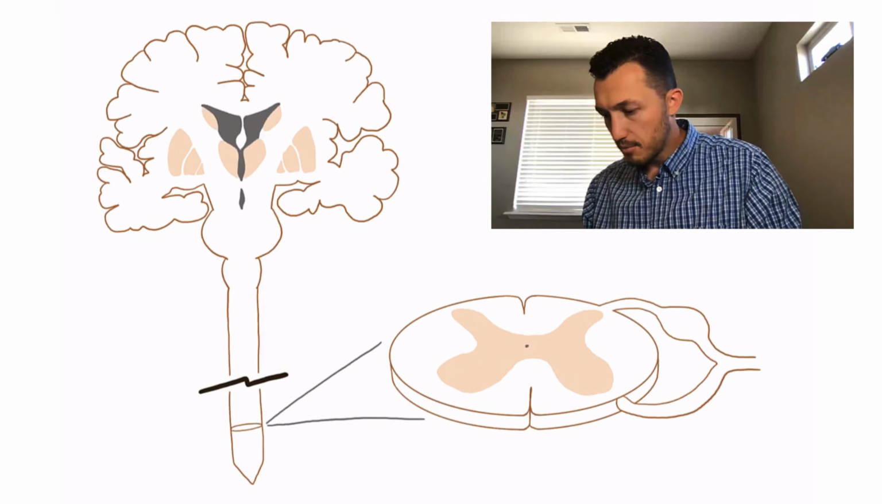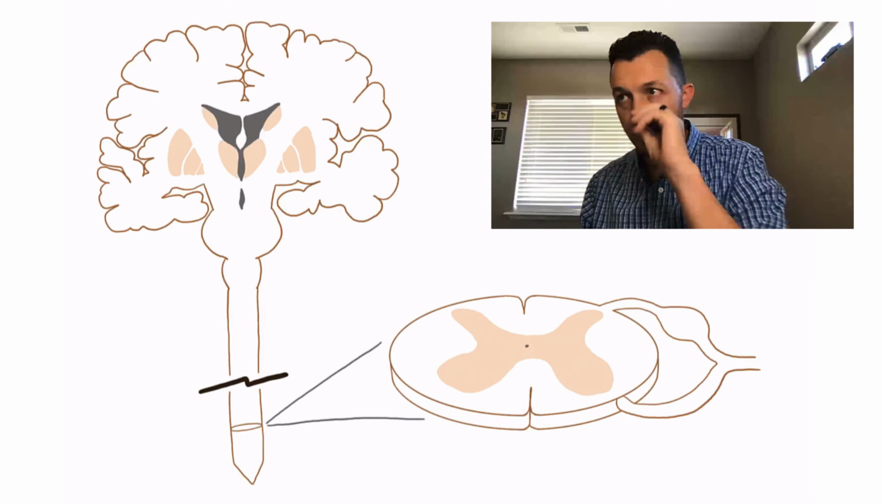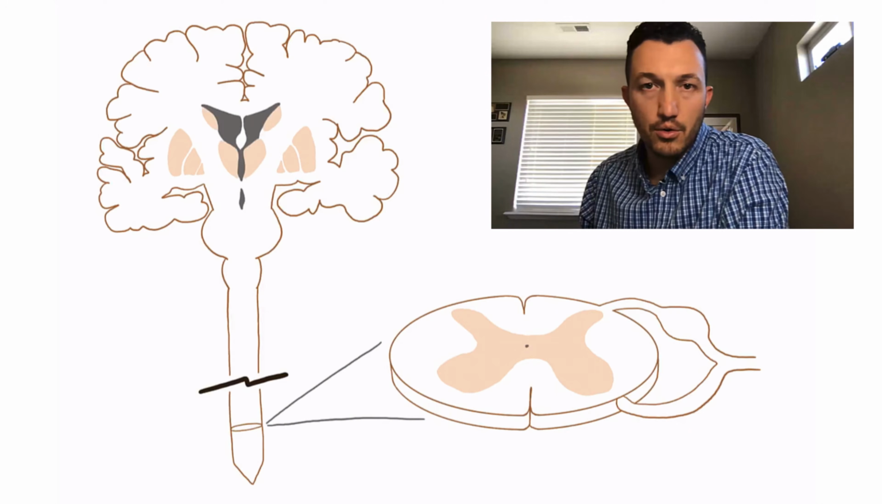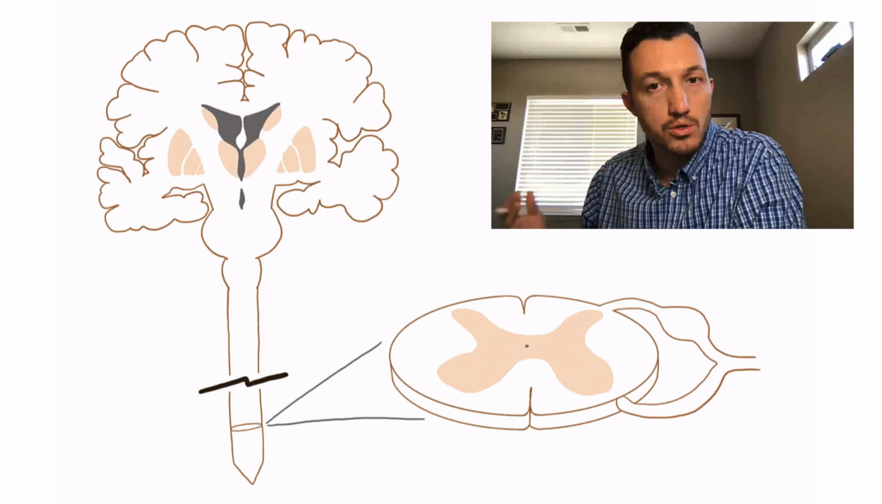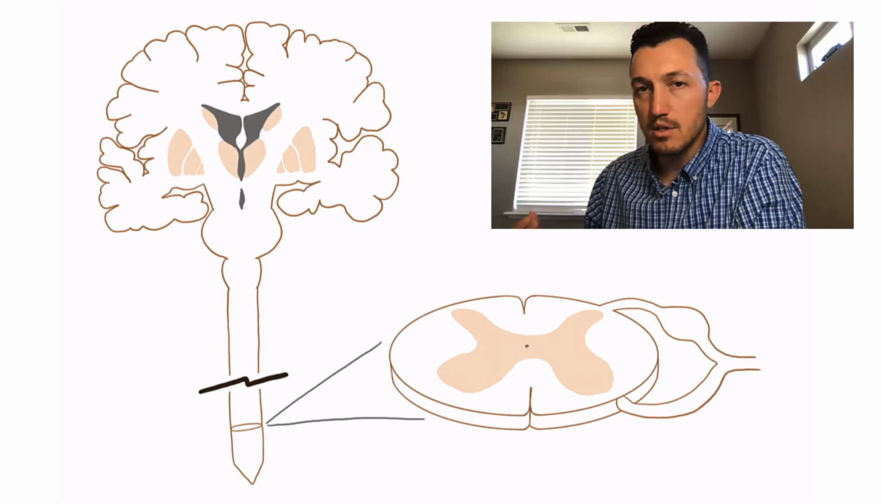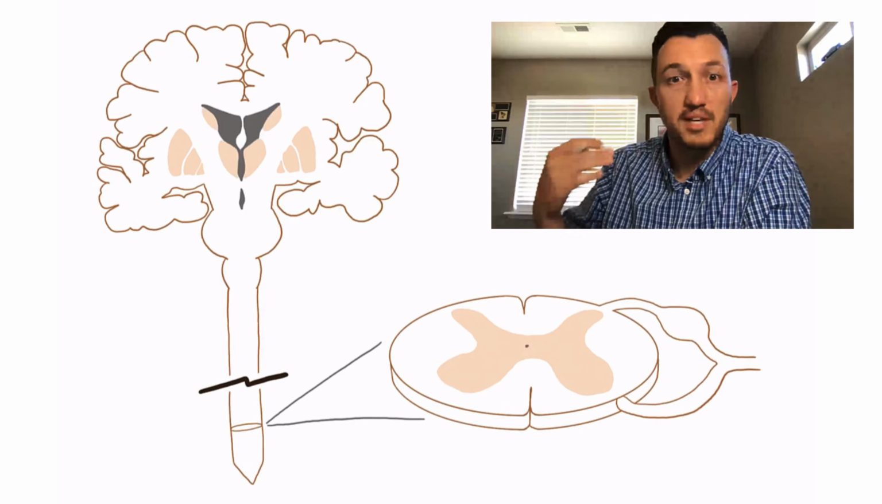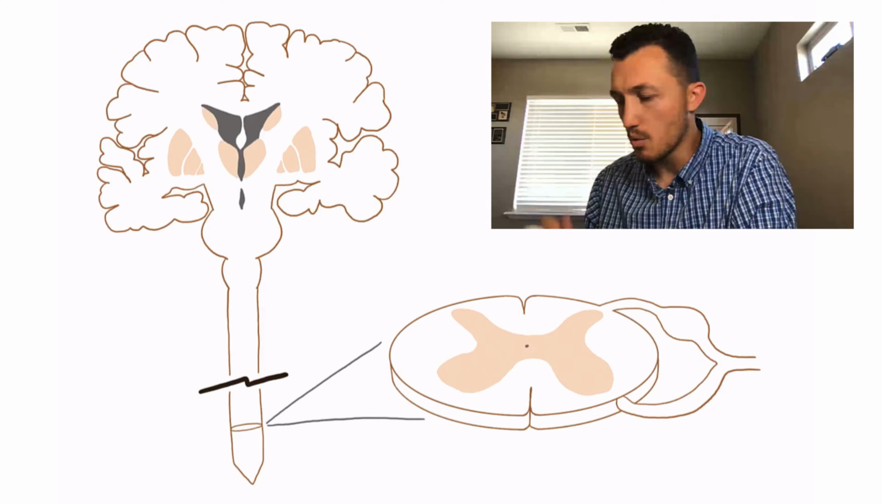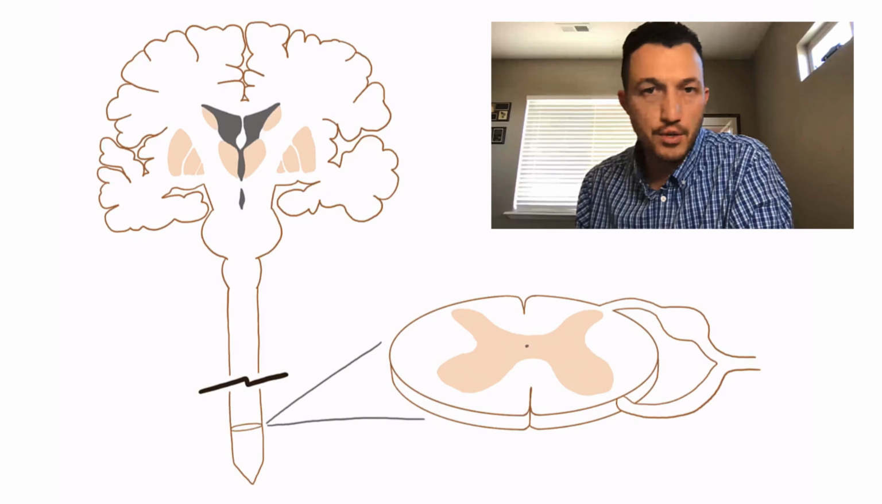So I'm going to draw out first here our sensory pathways. Let's go through the posterior or dorsal column pathway, which is also known as the dorsal column medial lemniscus pathway, and you'll see why as I draw it out. I'm going to draw the neurons in blue.